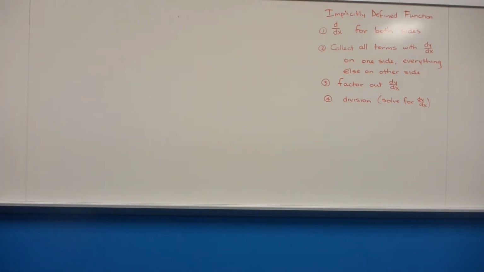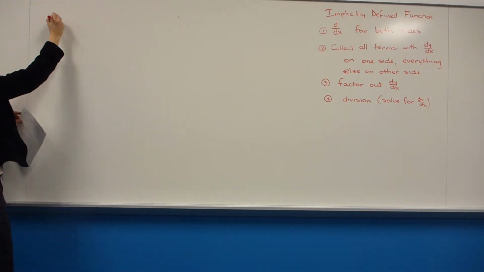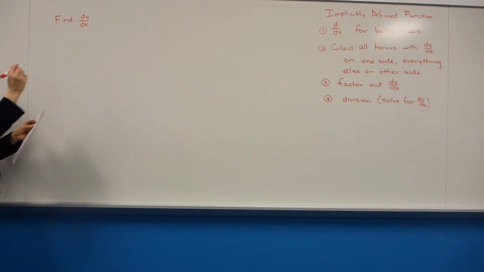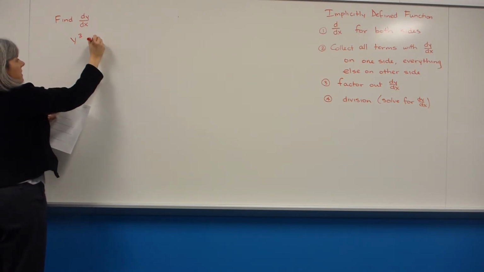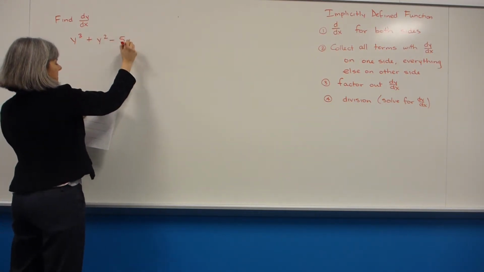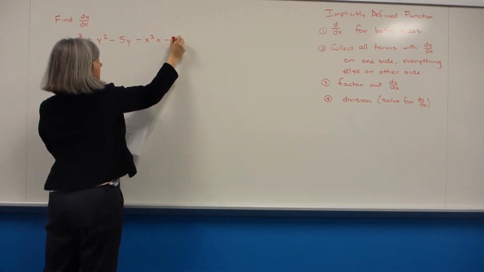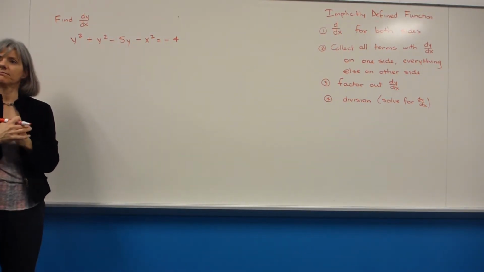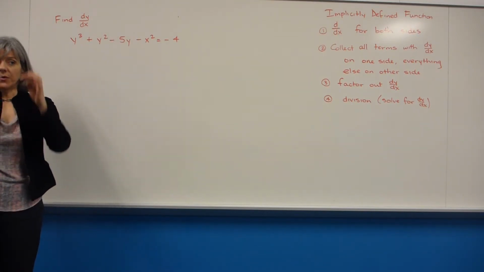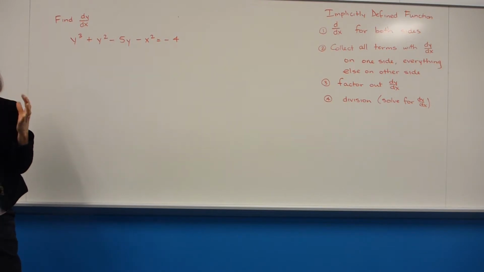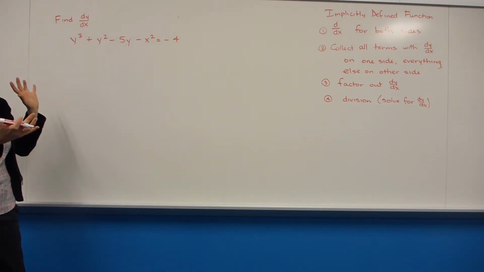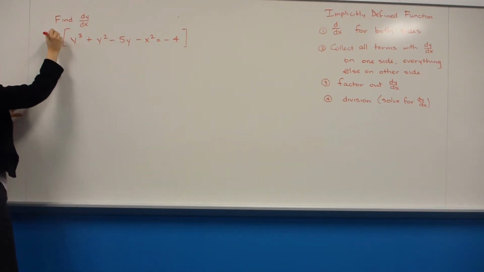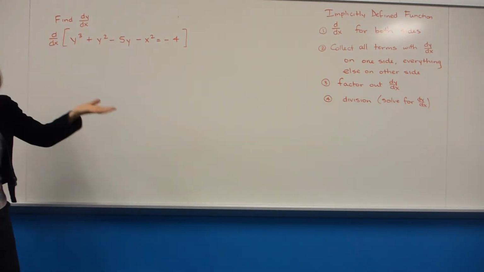All right, so let's look at this one. Again, the instructions so far are find dy dx, so find the derivative. Here's what we have: y cubed plus y squared minus 5y minus x squared equals negative 4. If I want to find dy dx, what do I need to do to the entire thing? I need to do essentially a d dx. Those are my instructions on the entire equation, because remember, what I do to one side, I have to do to the other. So we're going to do it to everything.